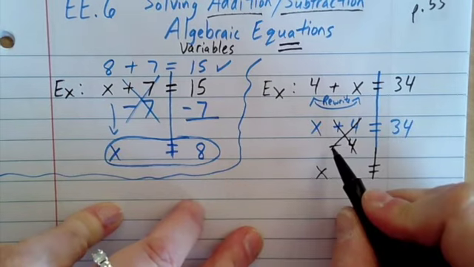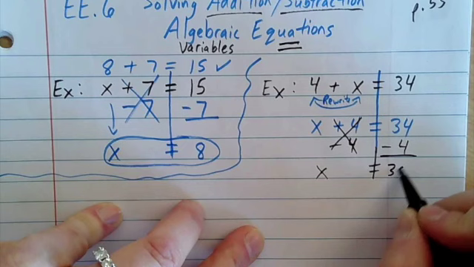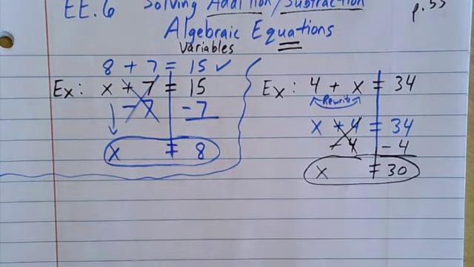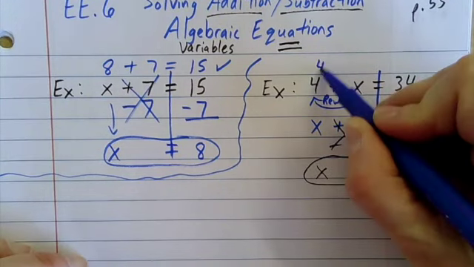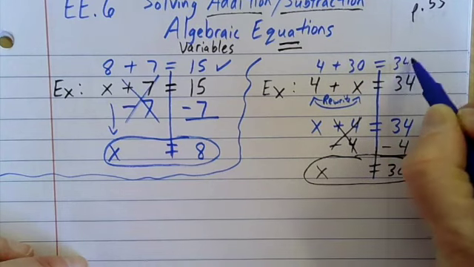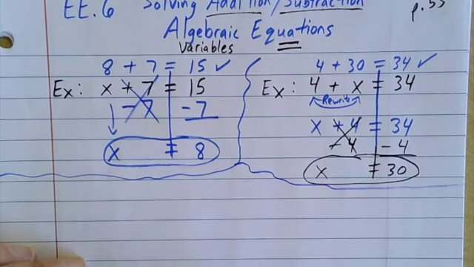If I subtract 4 on the left, I also have to subtract 4 on the right. 34 minus 4 is 30. If x equals 30, does that make this true? Well, you could check by putting in 30 back up to the original problem. 4 plus 30 instead of x, does that equal 34? Yes, it does. It works. So if you check your answers, you should never miss one here.